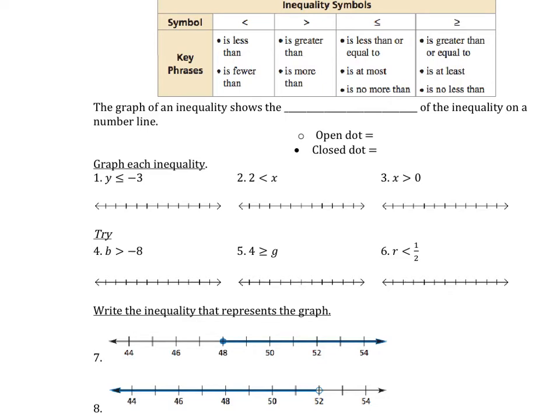So first thing I want to highlight are the inequality symbols. Let's just make sure that we understand what those are. Less than, greater than, these would not be equal to. These would be like open dots on a graph. And then we have less than or equal to, greater than or equal to. So these would be closed dots on the graph.